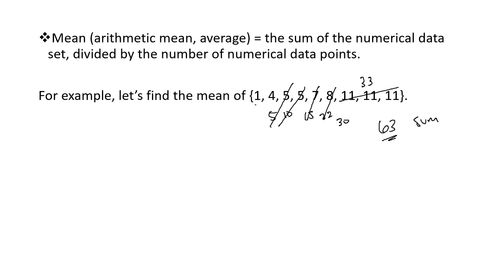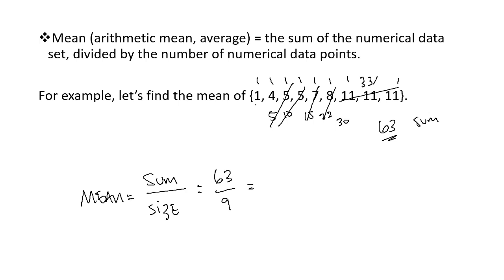And now if we want to count how many things are in the data set, we've got 1, 2, 3, 4, 5, 6, 7, 8, 9. So my mean is going to be my sum over the size. And so I've got 63 over 9 equals 7. So the mean of this data set would be 7.